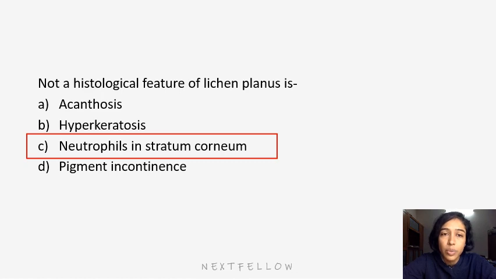So the answer to this question is acanthosis? Acanthosis means thickening of the epidermis, right? Hyperkeratosis is there. Neutrophils in stratum corneum are not seen in lichen planus. This is a feature of psoriasis. These are specifically known as Munro's microabscesses, a collection of neutrophils in the stratum corneum. So this is the answer. And pigment incontinence is seen in lichen planus, as explained.